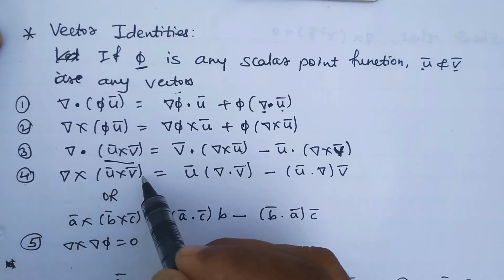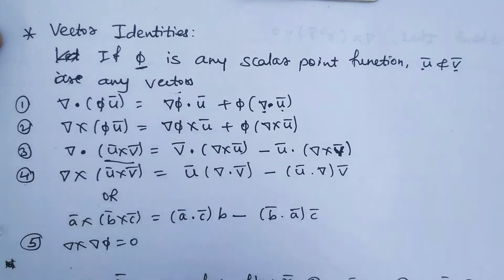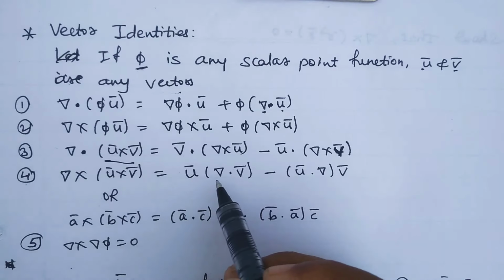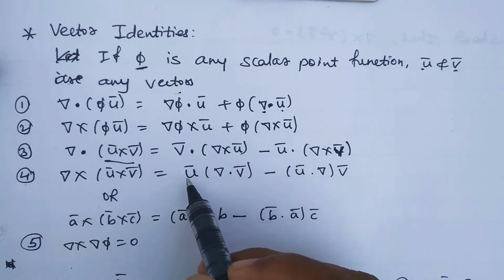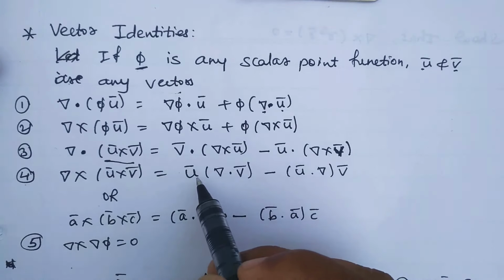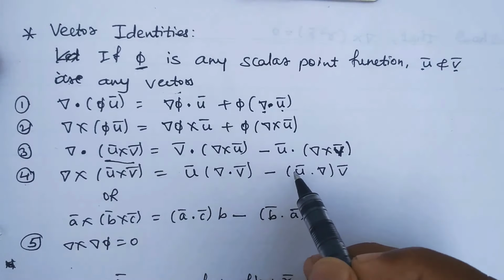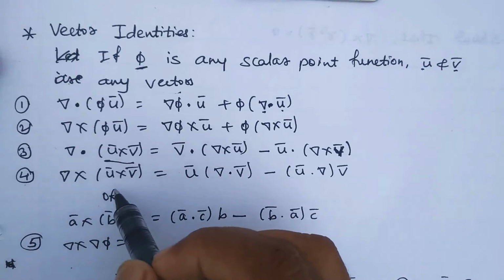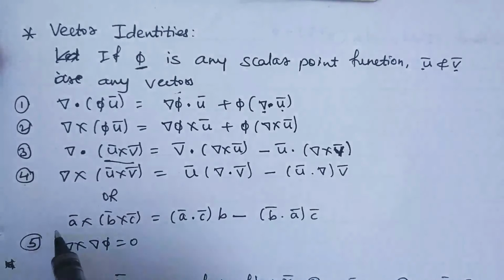Fourth one, del cross u bar cross v bar. So all crosses are there. The vector identity is u bar into bracket del dot v bar, because del dot v bar is a scalar quantity, so u bar and this bracket have usual multiplication. U bar in bracket del dot v bar minus u bar dot del into v bar. This fourth identity is also called the vector triple product and the third one is also called the scalar triple product.